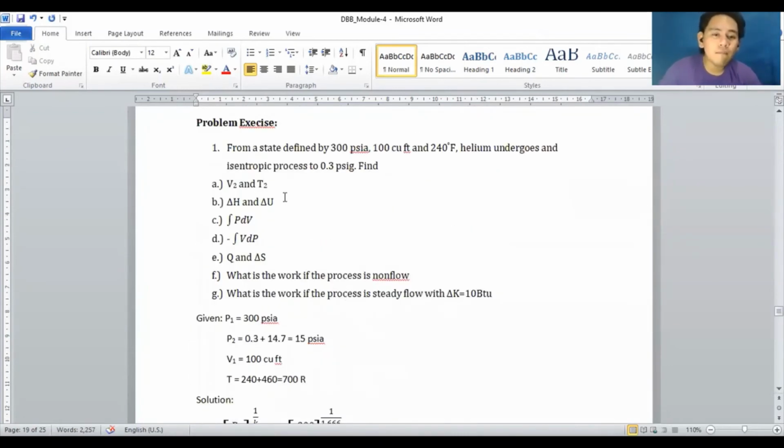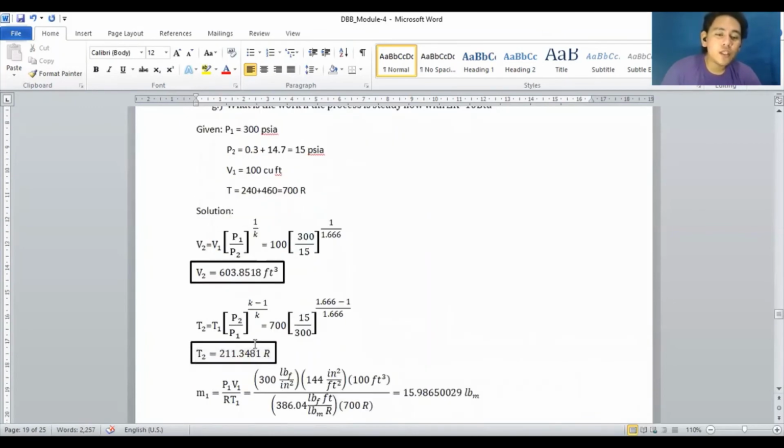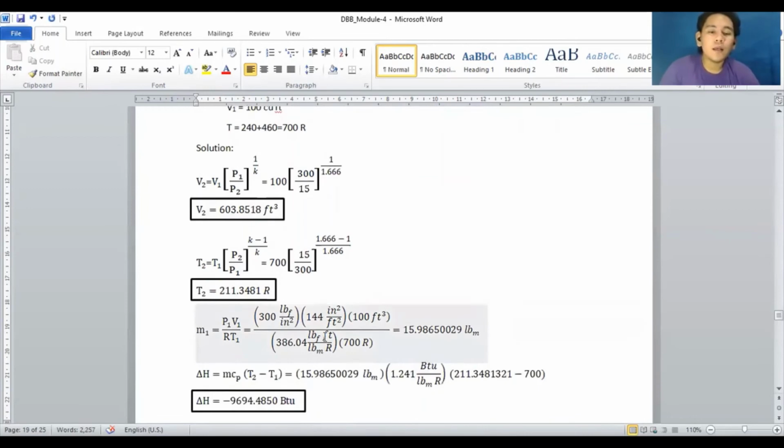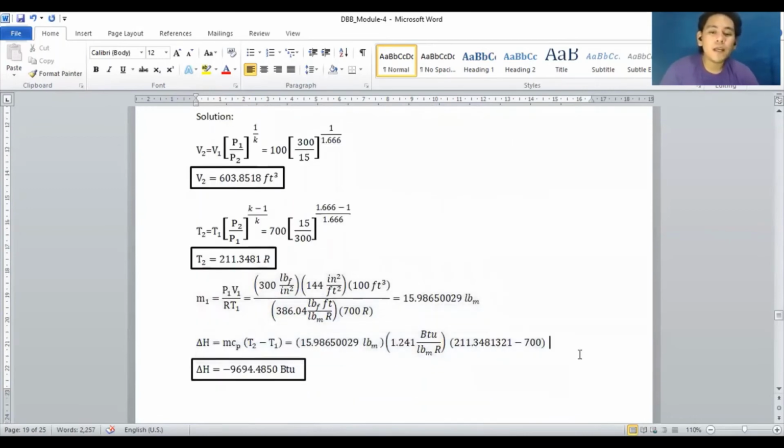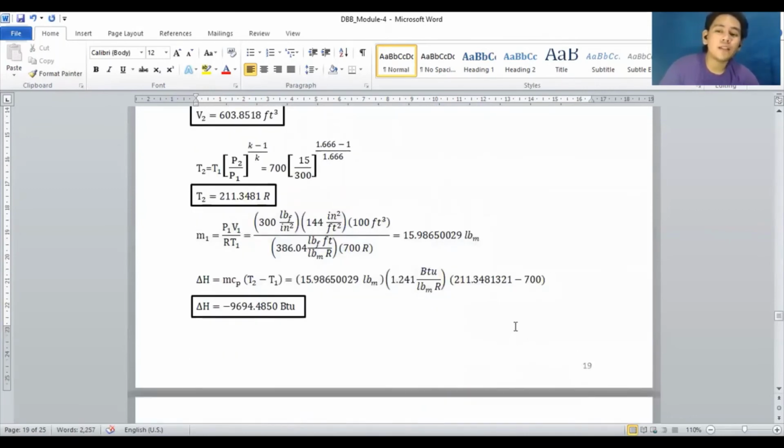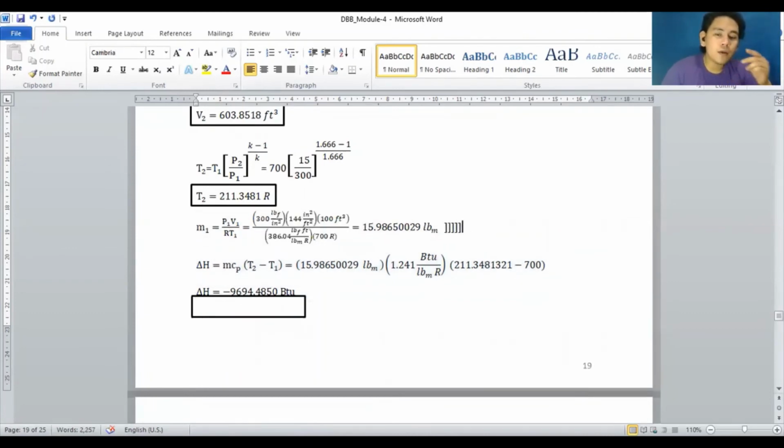Now next, to obtain temperature 2, we should use the temperature and pressure relation, which is TPK. So therefore, we yield a T2 of 211.3481 degrees Rankine. Again, it must be in absolute temperature unless otherwise stated by the problem that a different unit is to be used. Now, for the delta H, which is MCP delta T, we first have to find the value of the mass.